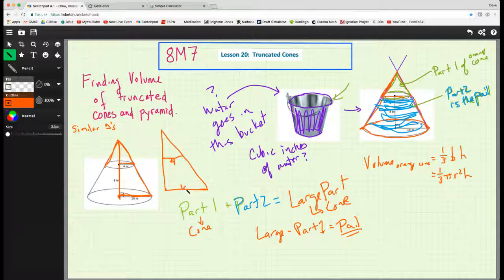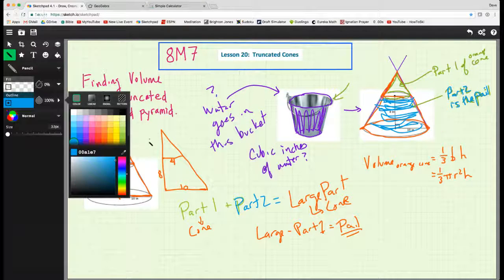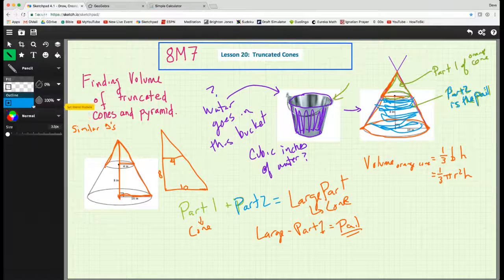This is a 10. And this piece right here is 8 from here to here. So our similar triangles are, let's draw them in different colors just for fun. We'll do the first one. We'll keep it in green like we had before. So we have this green triangle, and then we have this bigger orange triangle.